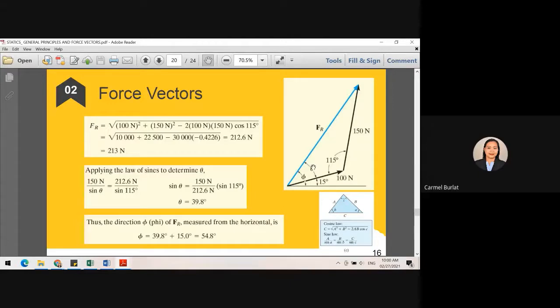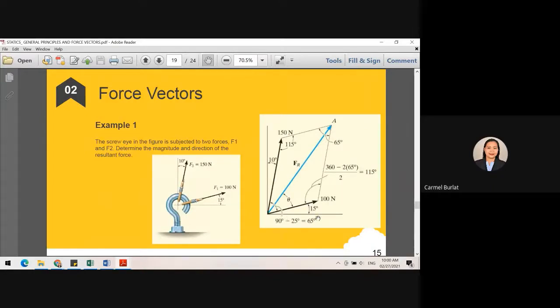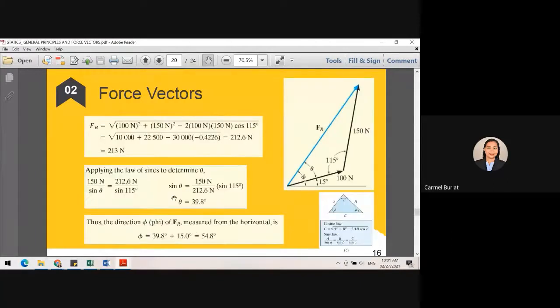Thus, if you will get the phi from the horizontal axis, you have to add this 15 degrees, nga gikan siya dinhi. So, from the horizontal axis, your phi, from here to here, is equal to 39.8 plus 15 degrees. So mao na ni ang imuhang direction sa FR. Any questions?